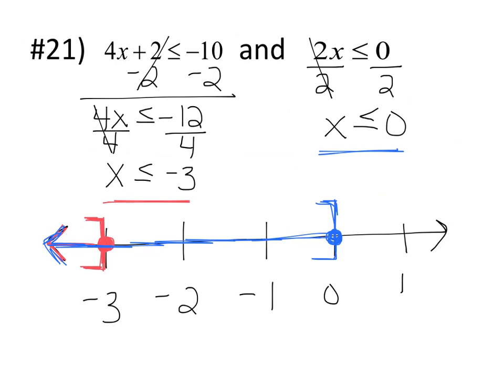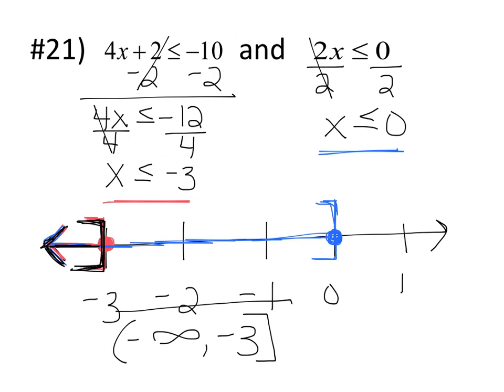Because it's "and," we're talking about overlap. My overlap is right here. So if my overlap goes on forever to the left, I start at negative infinity, which always gets a parenthesis. I end at negative 3. There's a bracket on my graph, so there's a bracket on my interval notation. So it's negative infinity to negative 3.